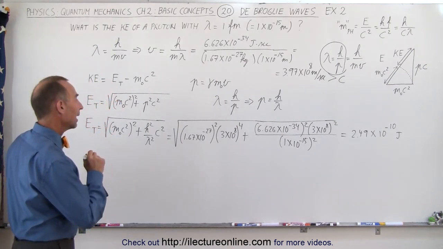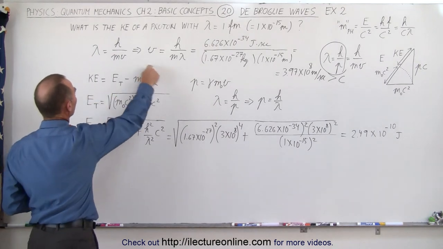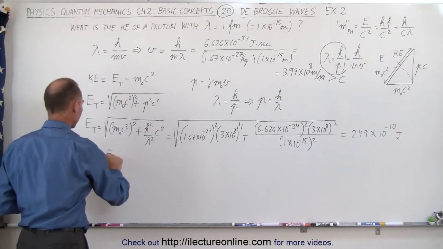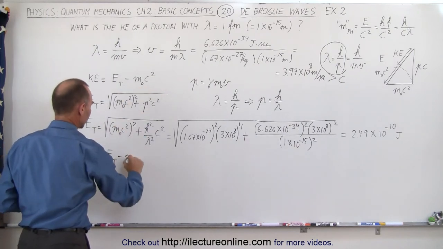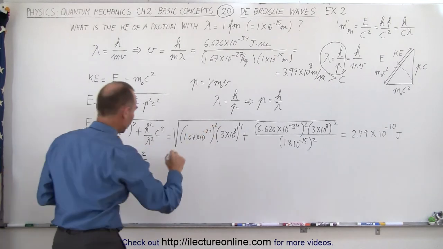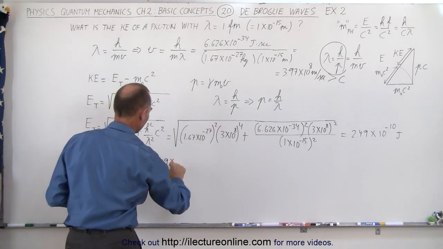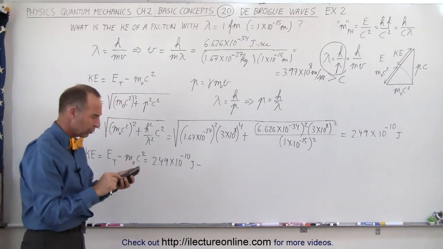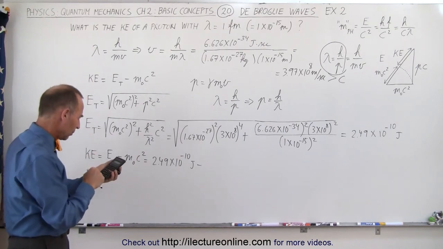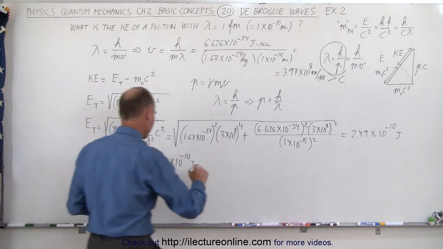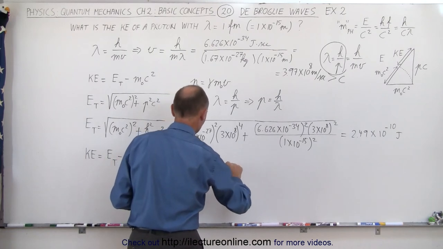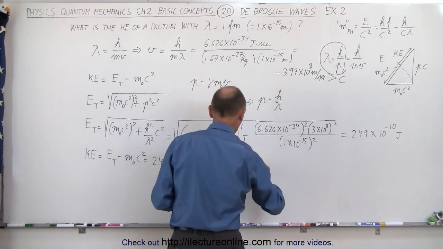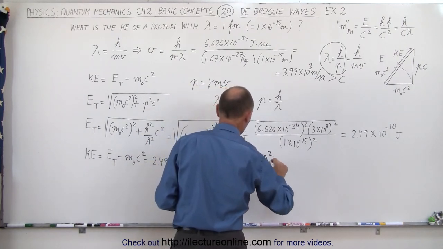Now let's go ahead and use this principle right here to find the kinetic energy. We're going to find the total energy, which we just did, and subtract from that the rest mass energy. The total energy right here is 2.49 times 10 to the minus 10 joules minus the rest mass energy. So let's find what that is equal to. Let's write it down, 1.67 times 10 to the minus 27, that's the mass of the proton, times 3 times 10 to the 8 quantity squared.